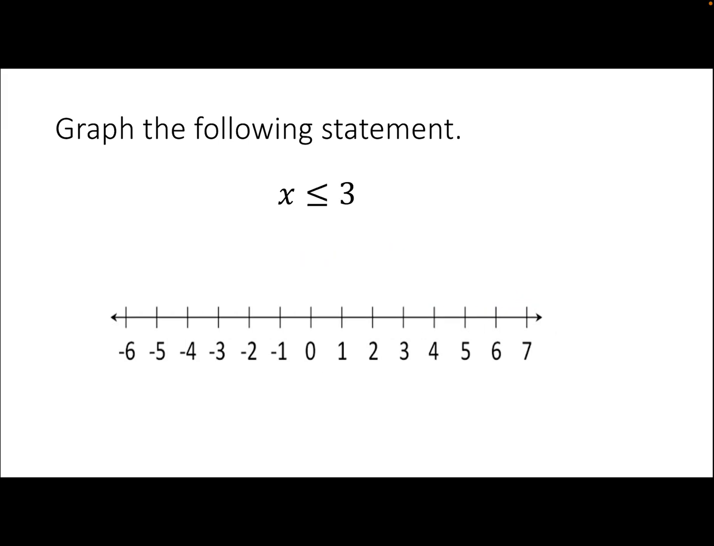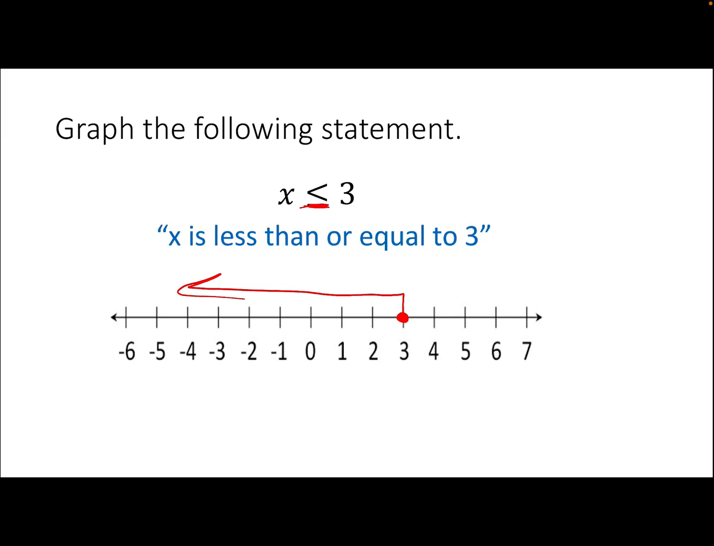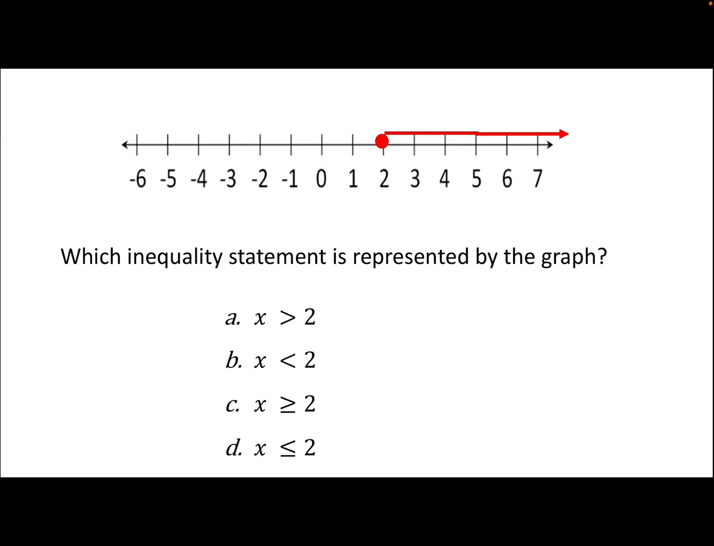This is read as x is less than or equal to 3. We did say or equal to, so we're going to close the dot at 3 and draw an arrow to the left. X is less than or equal to 3. Which inequality statement is represented by this graph? If you selected x is greater than or equal to 2, you were correct because this has a closed dot that shows me that it will be equal to, and the arrow is going to the right.